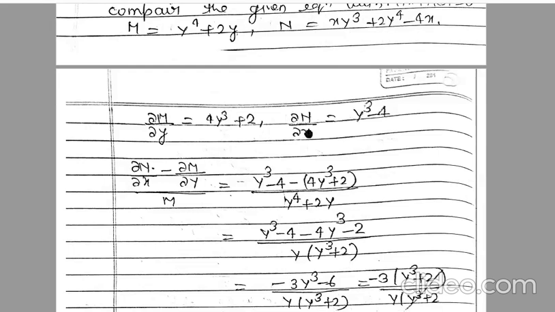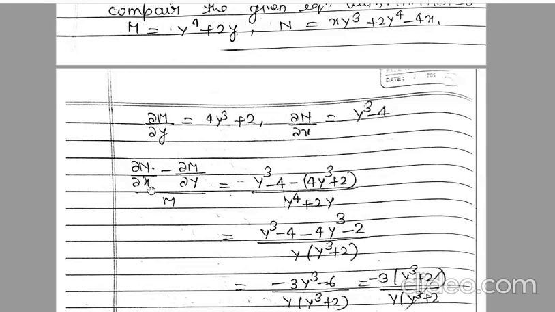Now, here there is an example. So solve (y to the power 4 plus 2y) dx plus (xy cube plus 2y to the power 4 minus 4x) dy is equal to 0. So the first line is to compare the given equation with m dx plus n dy is equal to 0. So m will be y to the power 4 plus 2y, n will be xy cube plus 2y to the power 4 minus 4x, right? Now calculate del m upon del y, del n upon del x.